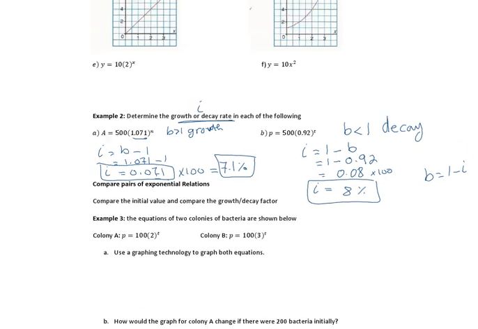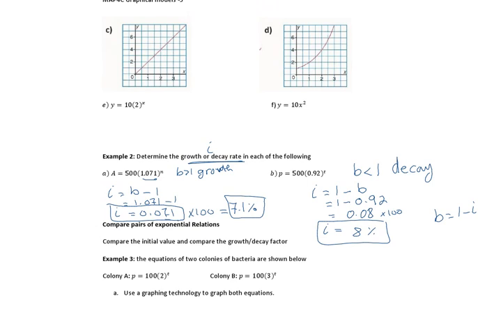Now, which one of these represents an exponential relation? B. Okay, so this is an exponential relation. Why is that? Because it's an exponential curve. How about the first one?